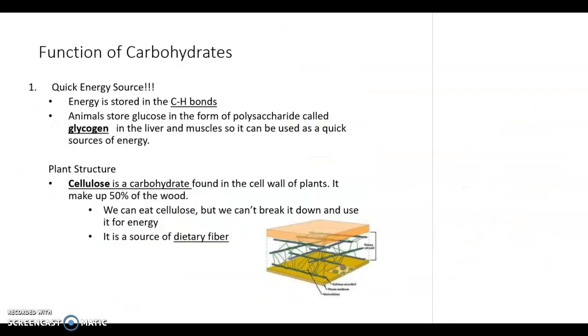Now, carbohydrates have a very important function for us, and that is, first and foremost, they are our energy source. So when we eat carbohydrates, we readily break those bonds down, and we get energy from the carbohydrates. We have the ability to change this into ATP, which gives us, boom, energy.